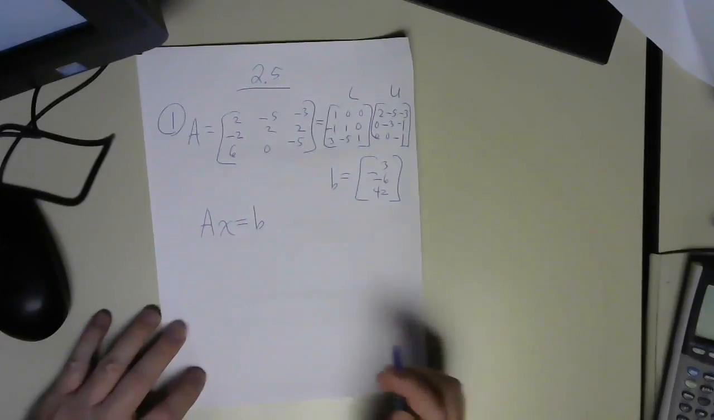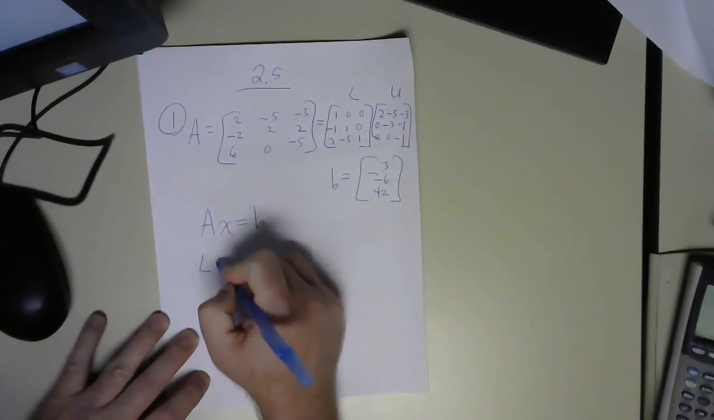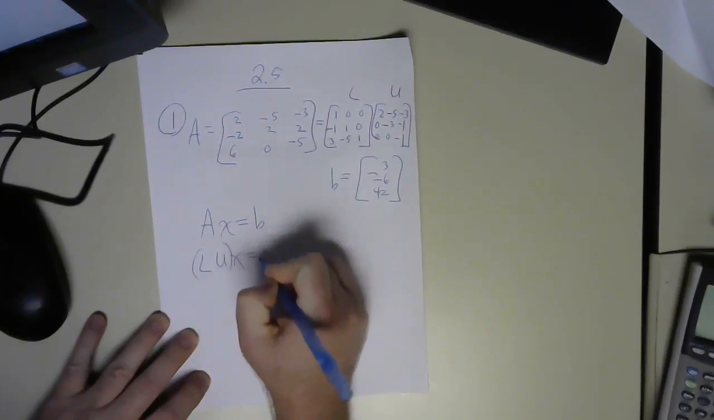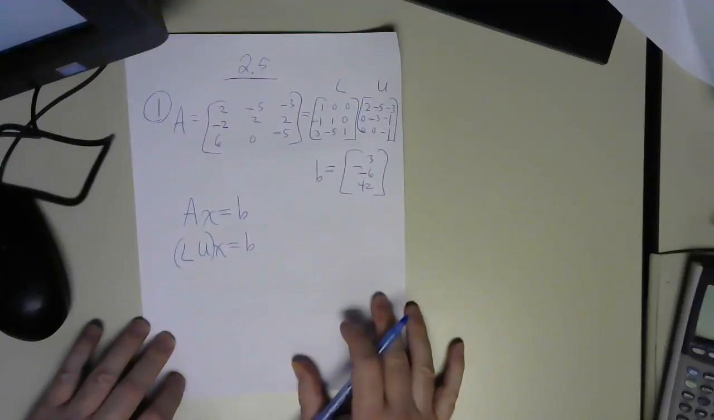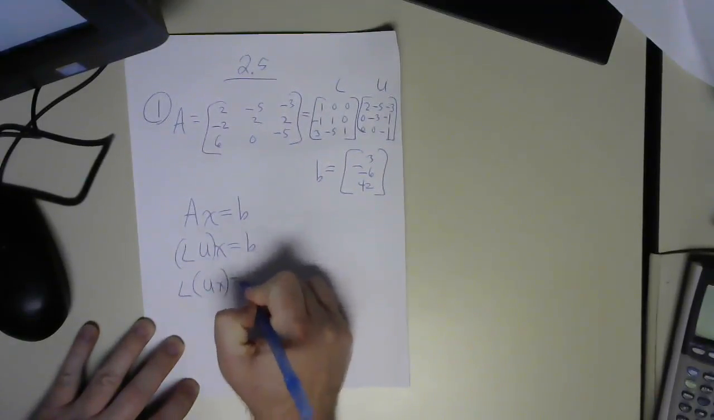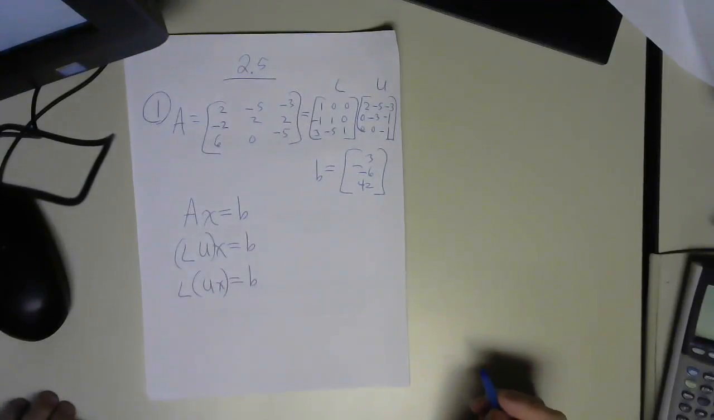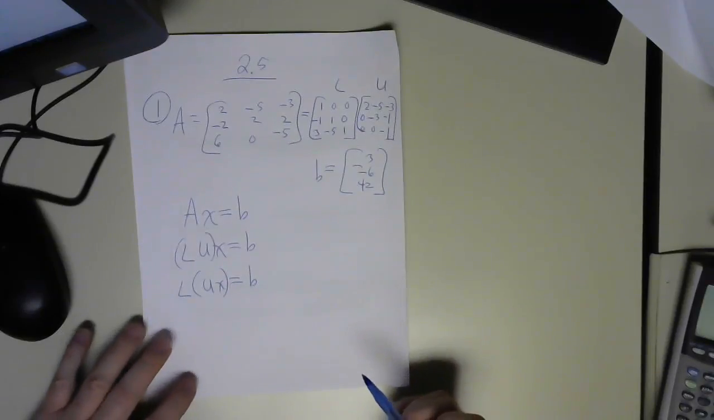All right, so here's the idea. Ax = b is really equivalent to LUx = b. And remember what I said before on a previous video, you can move those parentheses around. That's equivalent to this, assuming all the products are defined, and they should be. These are all square matrices, at least L and U are.